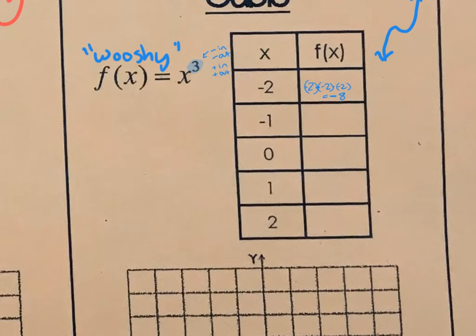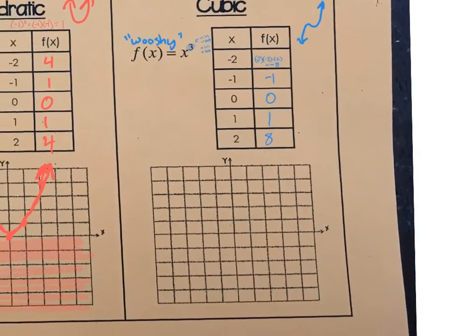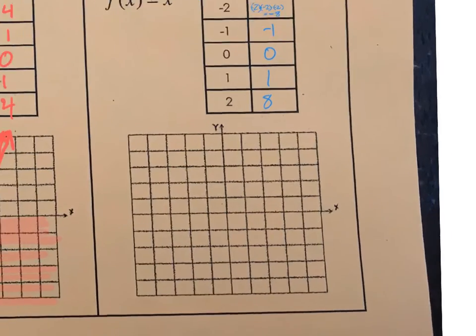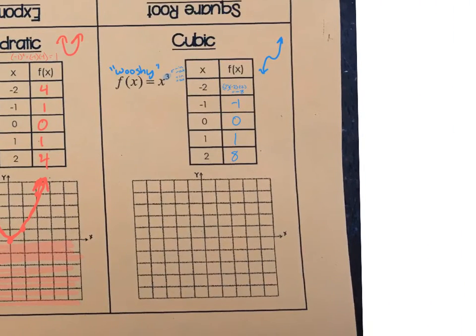So I'm putting a -1 in. So -1 times -1 times -1. We all know that 0 times anything is 0. 1 times 1 times 1. And 2 times 2 times 2. And then I'm going to graph this. So 0, 0.